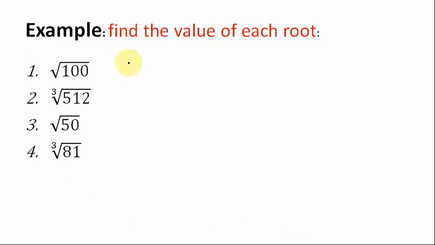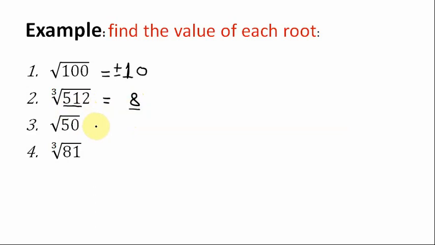Example, find the value of each root. Number 1, root of 100. It's so easy to find the number which multiplies by itself and gives me 100. So you can do it by your calculator. This is 10, and don't forget positive or negative. Okay, cube root of 512. What is the number I will multiply by itself 3 times and give me 512? You can do it by your calculator. It's 8. And we have positive 512, so we have positive 8. So positive 8 times positive 8 times positive 8 equals 512.